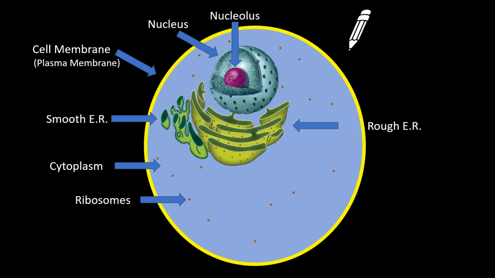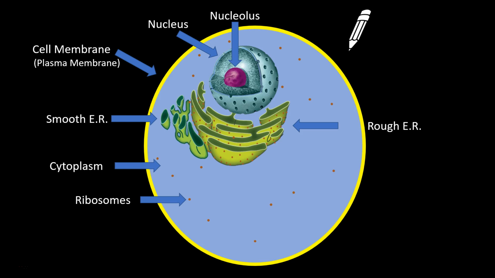And lastly, we have ribosomes. Ribosomes are found both free-floating in the cytoplasm and attached to the rough ER. What ribosomes do is they create proteins.